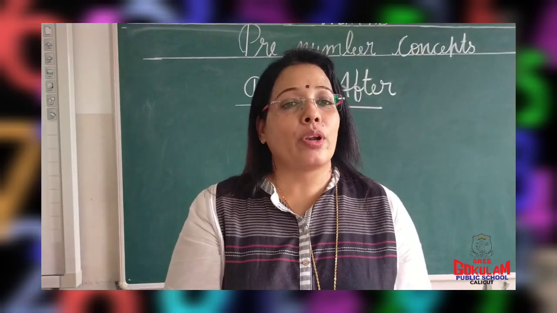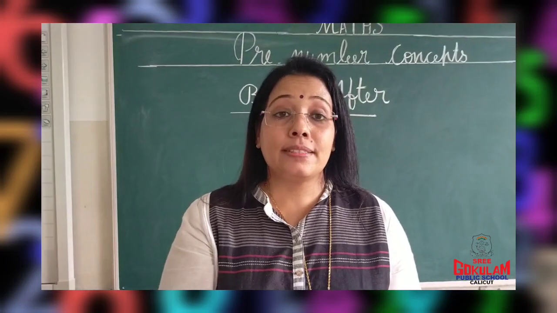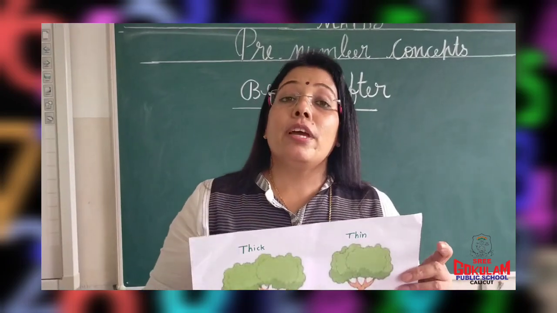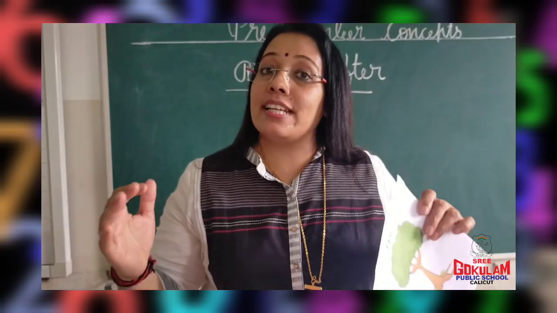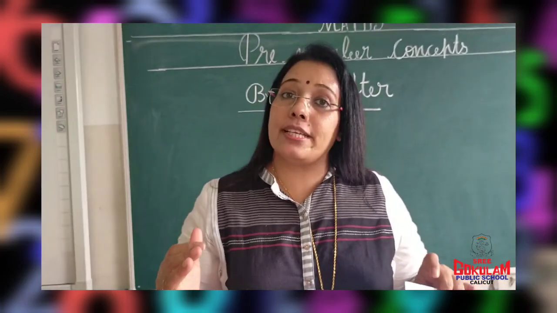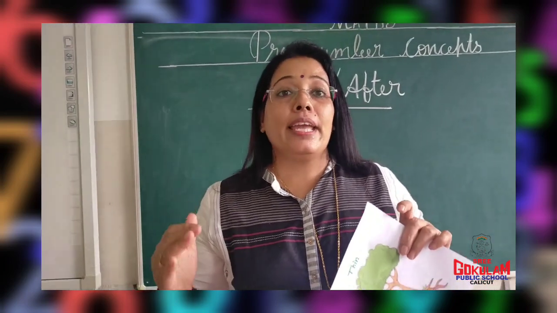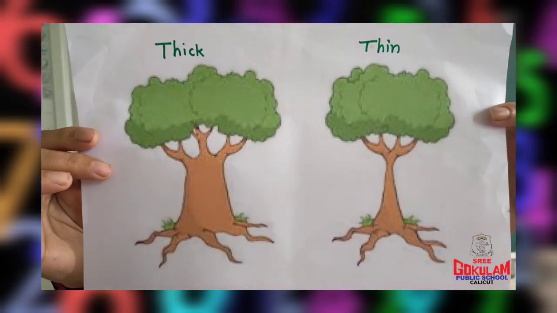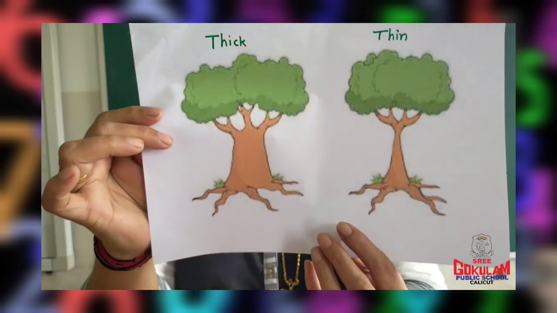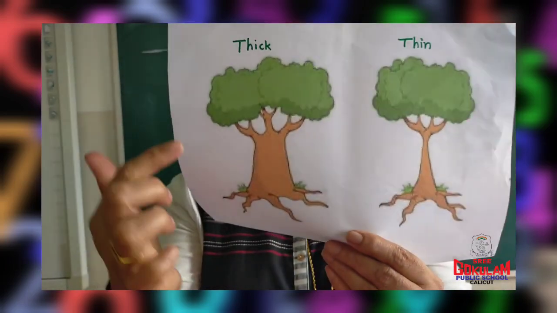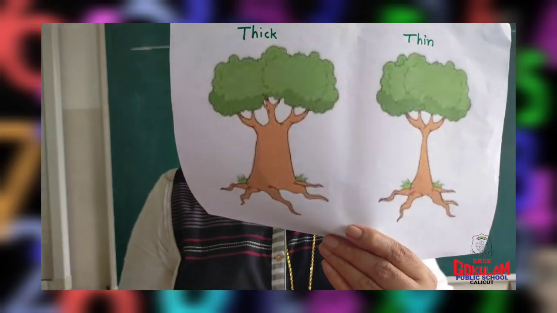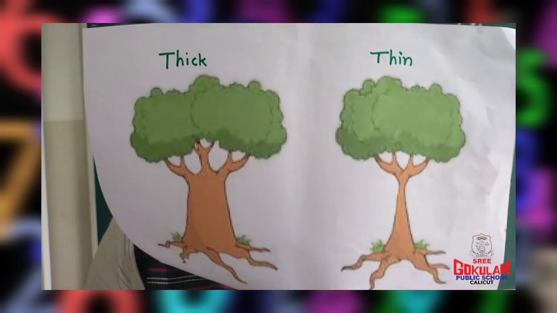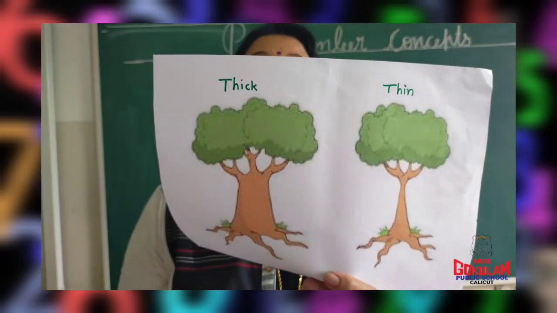See children, our next concept is thick and thin. Yes, what do you mean by thick? Thick means if the object has more width, we can say it is thick. If the object is less thick, we can say it is thin. Now see this picture. Can you see this picture? Yes. See, the width of this tree is more. So it is thick. Width of this tree is less. So we can say this is thin object.